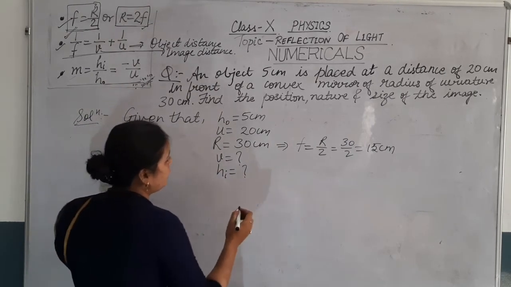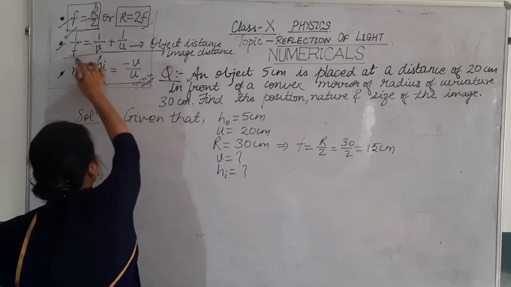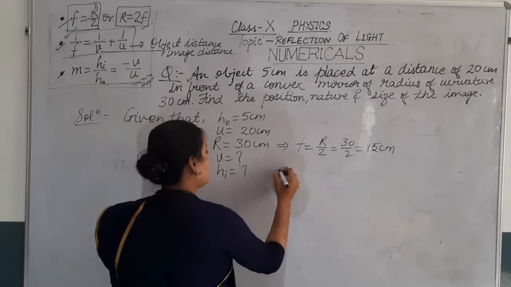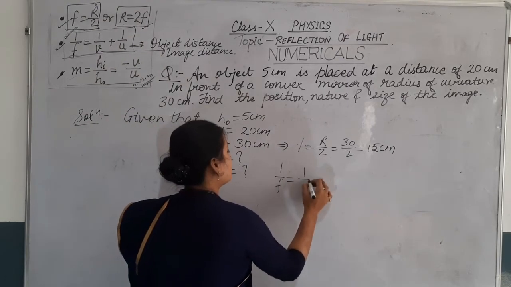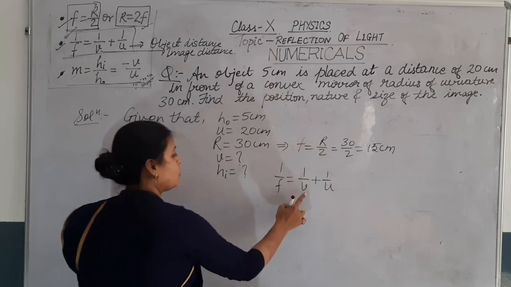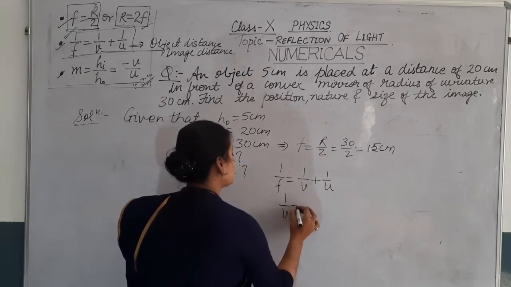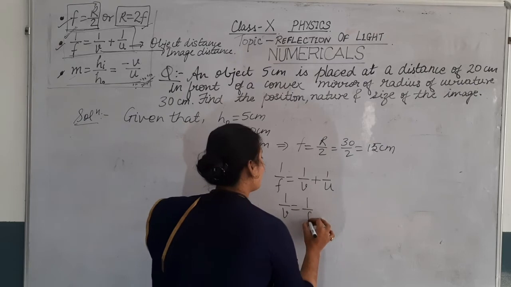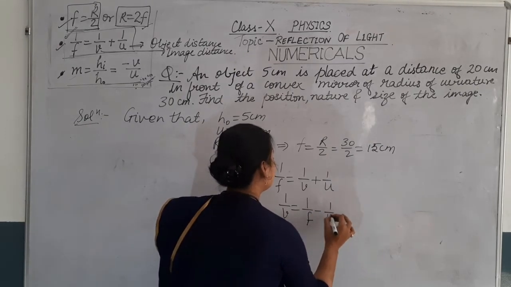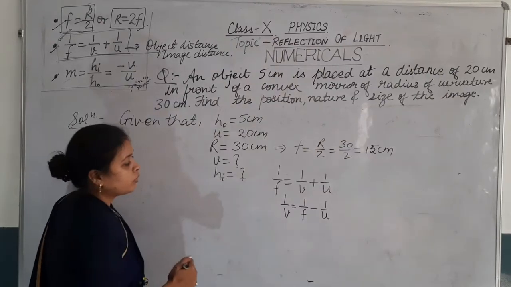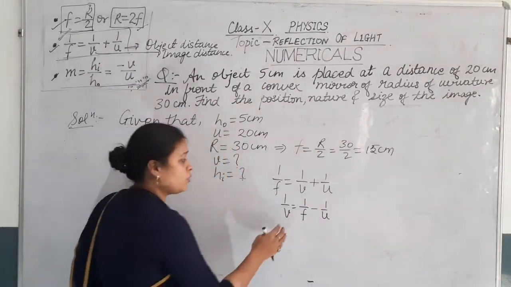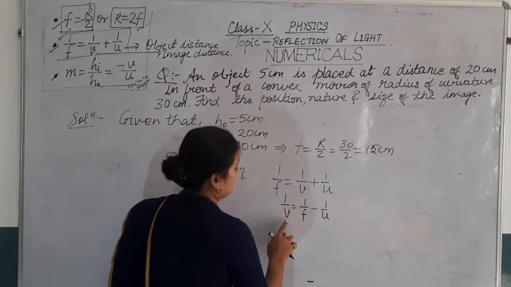So let us begin solving with the second relation, which is said to be mirror formula. We know that 1 upon F is equal to 1 upon V plus 1 upon U. Again we have to find out 1 upon V. So 1 upon V is equal to 1 upon F minus 1 upon U. Now we just have to put down the values of F and U. We will get the value of V.